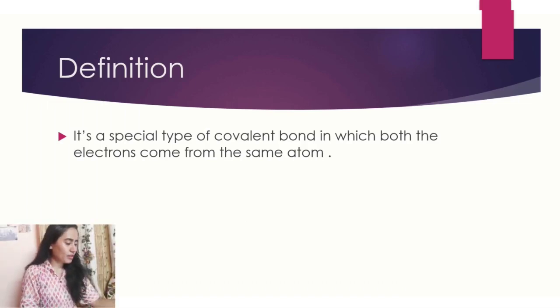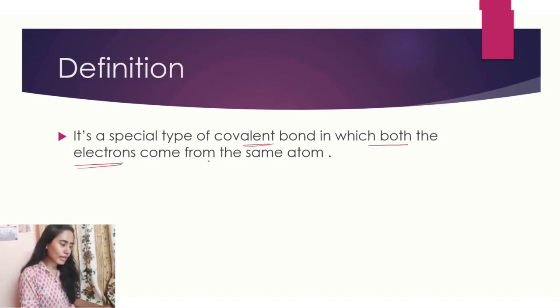The definition of coordinate bonding is that it's a special type of covalent bond in which both the electrons come from the same atom. So first of all, it's a covalent bond only. Covalent bond means again the mutual sharing part, which will be there in this case as well. But the electrons will be provided by a single atom.